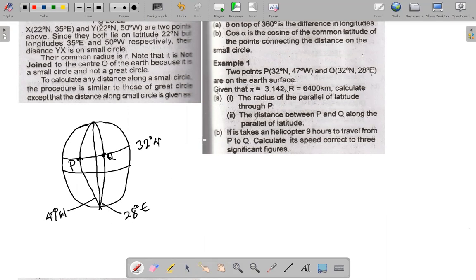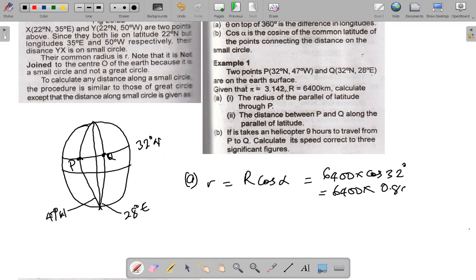So the first question says we should calculate the radius of the parallel of latitude. Question A: the radius r of the parallel of latitude is capital R, the radius of the earth, multiplied by the cosine of alpha, where alpha is the latitude in question, 32 degrees. So that will be 6,400 multiplied by cos 32 degrees, which is 0.8480. 6,400 multiplied by that, we get 5,428 kilometers. That is the radius of the parallel of latitude through P.